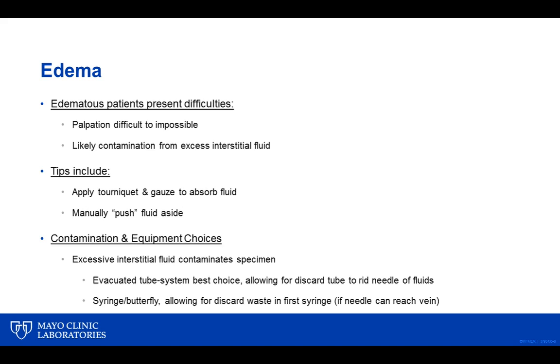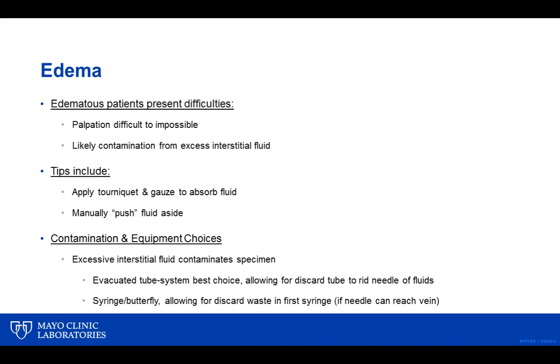Or using a butterfly, because most butterflies are 3/4 of an inch in length, the needle, versus 1.25, 1.5 inch needles, depending on the size you use at your institution. We simply can't reach the vessel with a butterfly. So the real best choice, the most obvious choice, is the evacuated tube system. I know that's not one we typically reach for in difficult situations, but using that evacuated tube system, we will have a needle that will allow us to reach that vein.